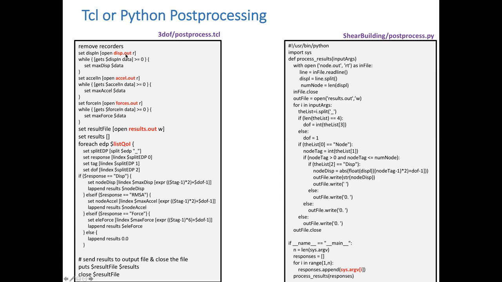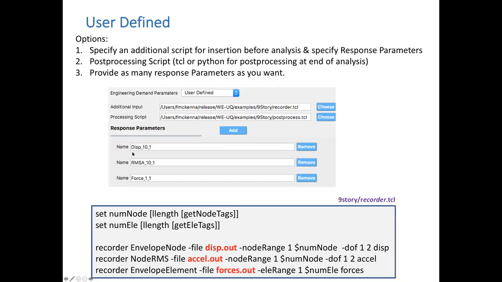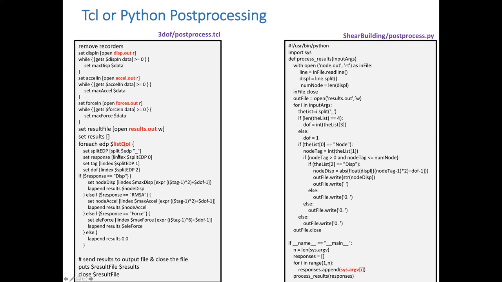It's reading in the different displacement.out, accel.out, and forces.out. So these are the output files that those recorder commands created. So when the analysis is done, we read in those files. We're going to create a results.out, and then depending on the quantity of interest that you've specified, what the EDPs are, this script is going to figure out what you wanted and then put it into that output file. And then finally, it closes the output file when it's done.